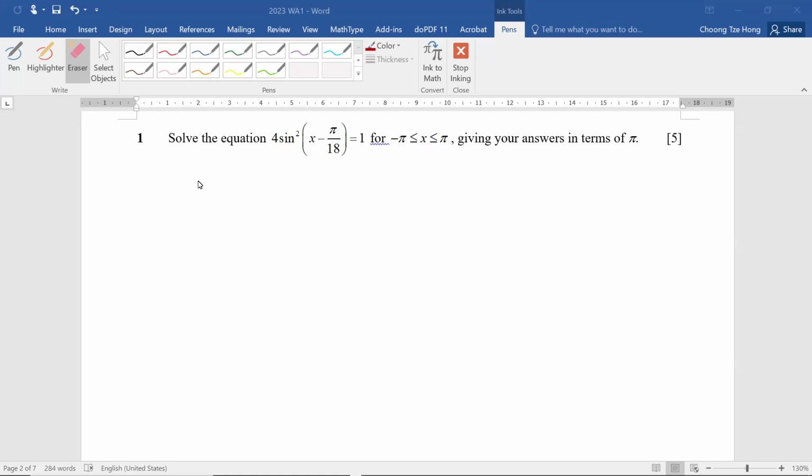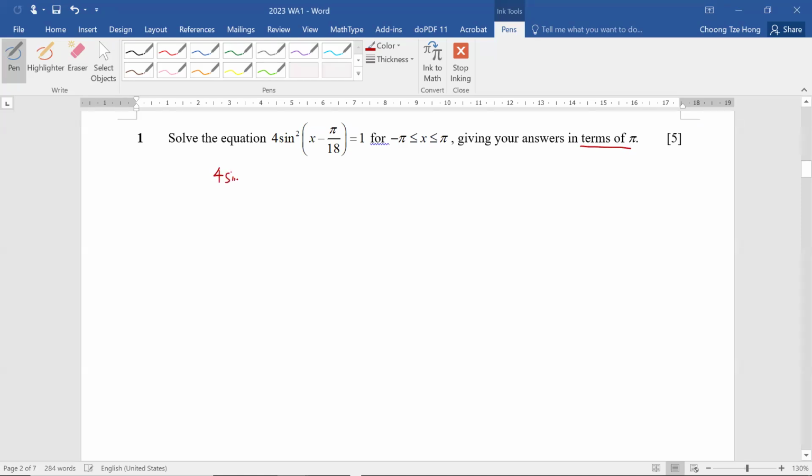So let's read the question. We're asked to solve the equation 4 sine square (x minus pi over 18) equals to 1, for x greater or equals to negative pi and less than or equals to pi. And we are to give our answers in terms of pi. So let's start doing the question.